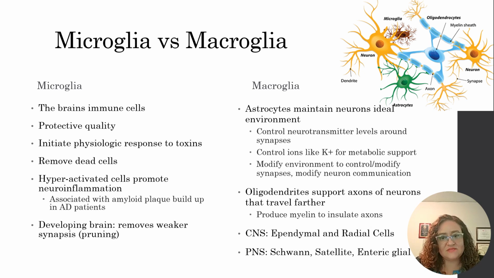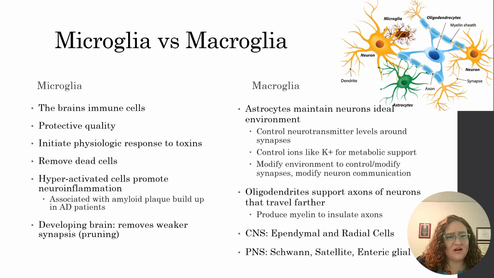The astrocytes maintain the ideal environment. They control neurotransmitter levels around the synapses. They control ions like potassium for metabolic support, and they modify and control the environment around them. They modify and control the synapses, and they modify neuron communication. So you can imagine when you have those cells not behaving properly, how it can really be devastating for the patient.